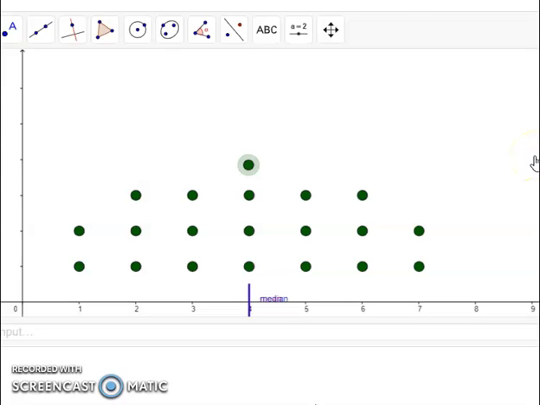Today we're going to look at dot plots. These are very similar to box and whisker plots, where they are a visual representation of our data. One thing that is different about these is I can figure out the mode and I can figure out the mean from a dot plot.